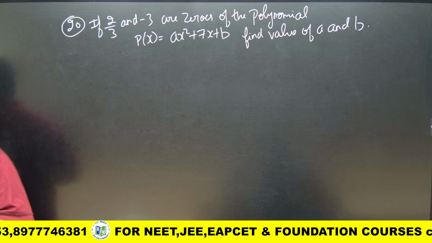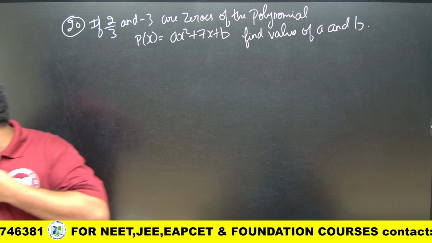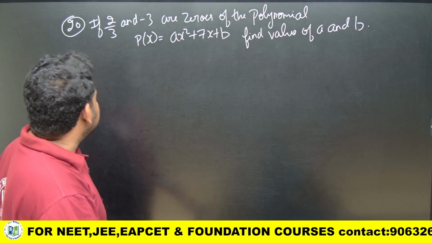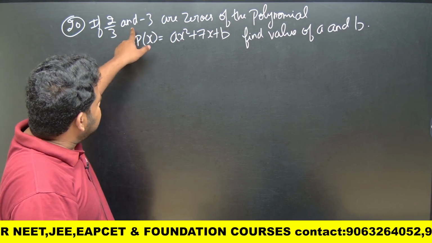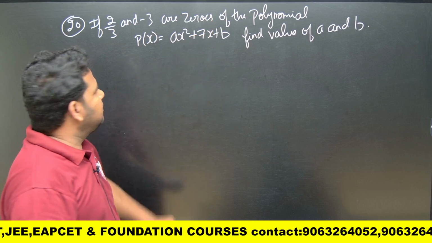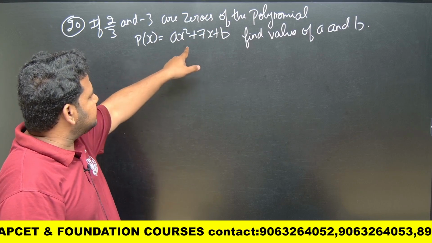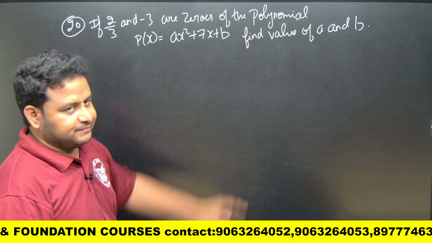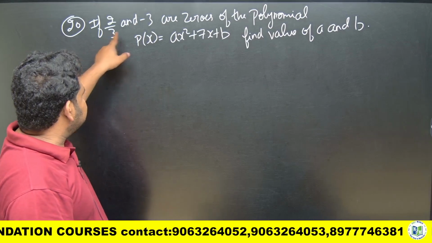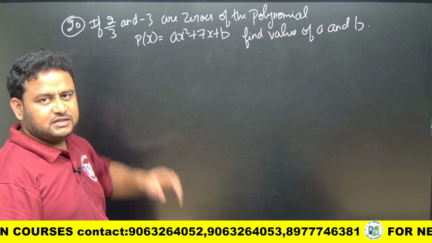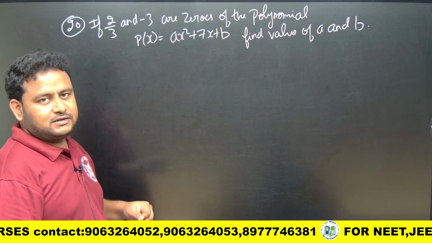So how to solve this question? First of all, you have to understand the question, friends. They are telling if 2 by 3 and minus 3 are the zeros of the polynomial p of x equal to ax square plus 7x plus b, find the value of a and b. So if 2 by 3 and minus 3 are zeros of the polynomial, that means they are satisfying the polynomial. That means what?